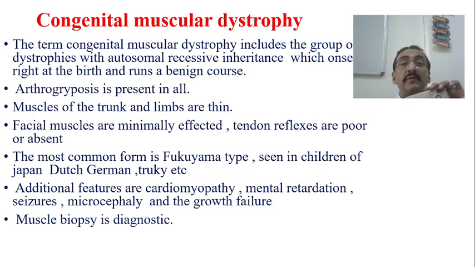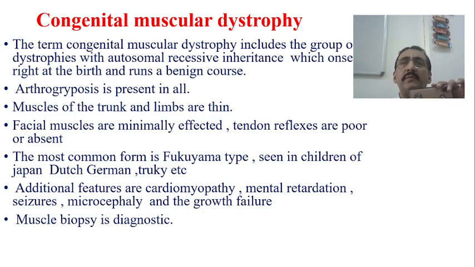The term congenital muscular dystrophy includes the group of dystrophies with autosomal recessive inheritance. See, autosomal dominant, to some extent we have limb-girdle, one other variety of the limb-girdle. Whereas X-linked recessive are many, starting from Emery-Dreifuss, DMD, BMD, all are X-linked recessive. But congenital muscular dystrophy is autosomal recessive, male and female both affected, with onset right from the birth, and it runs a benign course.